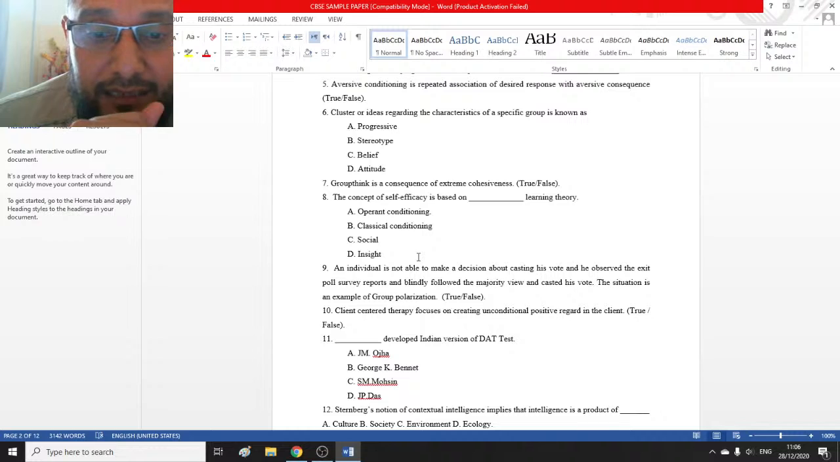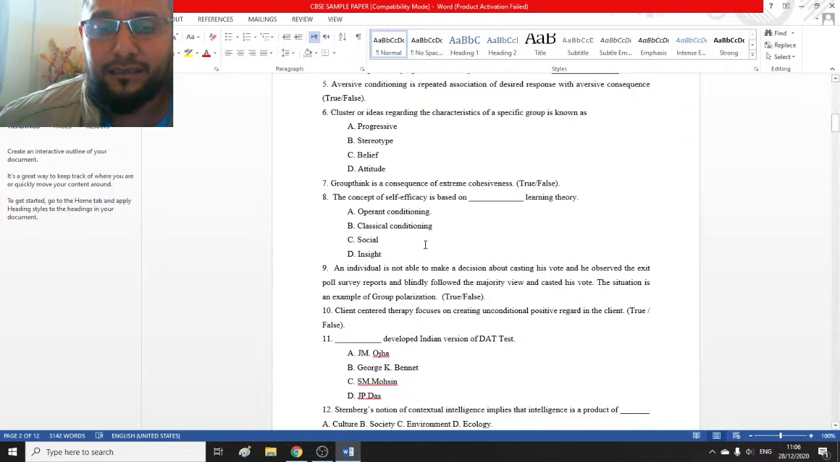Now the question number 10: client-centered therapy focuses on creating unconditional positive regard in the client. Yes, true. Unconditional positive regard is a concept introduced by Carl Rogers. And client-centered therapy is also from Carl Rogers. So both have a very close connection. That's the reason we can say it is true.